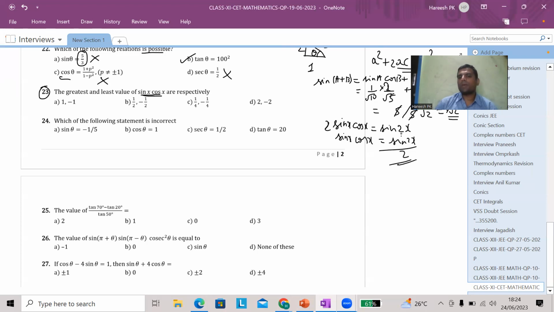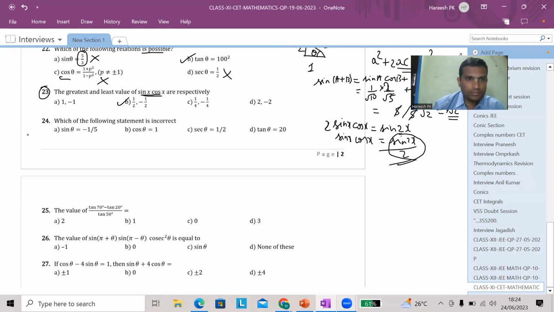So now what is the maximum value of this? We know that maximum value of sin 2x is 1. So sin 2x ge 1 hakadaga overall nimge 1 by 2 sigate. And sin 2x ge minus 1 hakadaga minus half anta. So maximum is half, minimum is minus half.